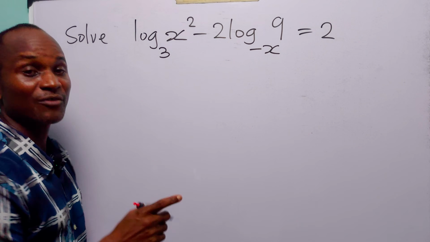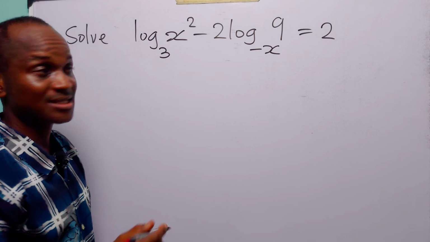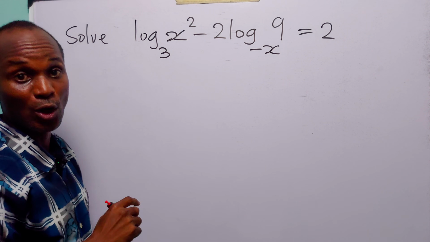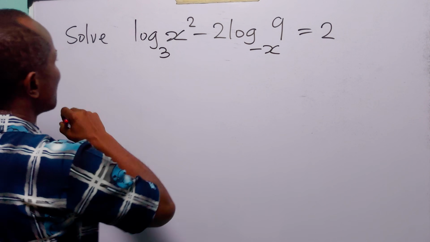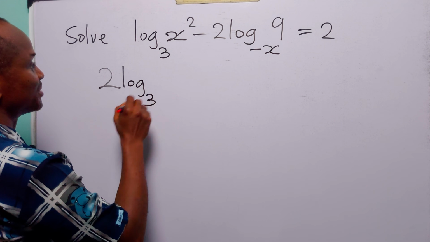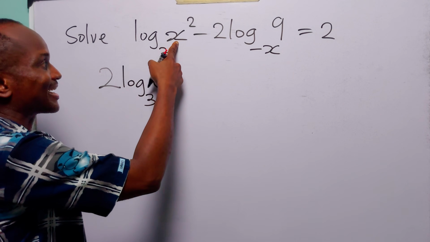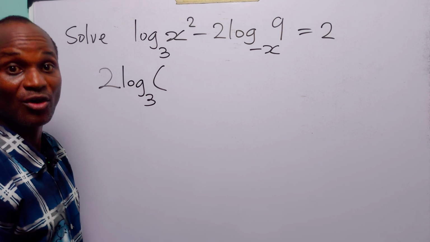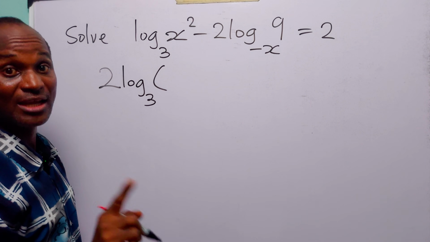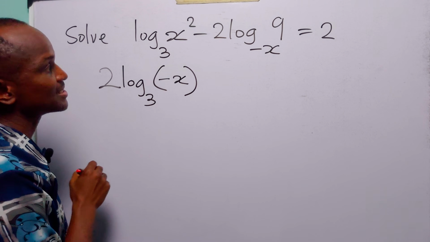Now, to solve this equation, the first thing we are going to do is to apply the power rule of logarithms to this first term. That is the rule that says that we can bring down 2, the exponent of x, to the front of the log term to become a multiplier. When we apply this rule, we now have 2 times log to base 3 of... Now, remember that because of this square, x can either be positive or negative, but we have already determined that the values of x that we are looking for must be negative. So here we have minus x.